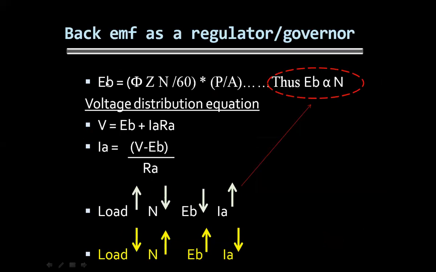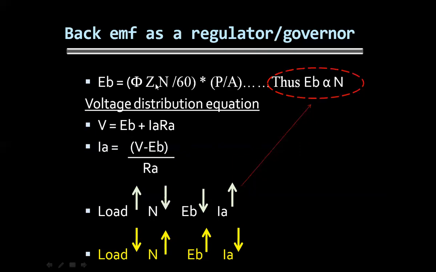Now back EMF is generator action in motor. So its equation in terms of machine parameters will be same as that of generator, which is phi Z N by 60 into P by A. Phi is flux per pole in Weber, Z is total number of armature conductors on the armature periphery, N is the speed at which armature rotates in RPM, revolutions per minute, P is the number of main poles, A is the number of parallel paths for armature conductors.